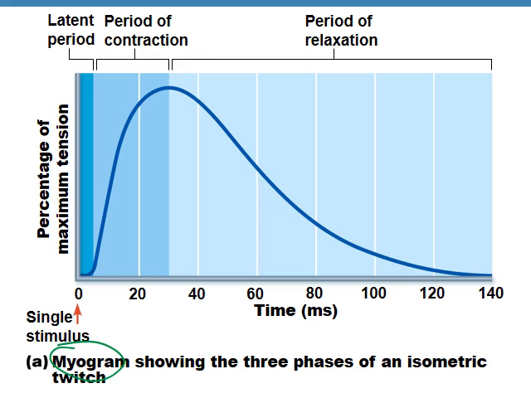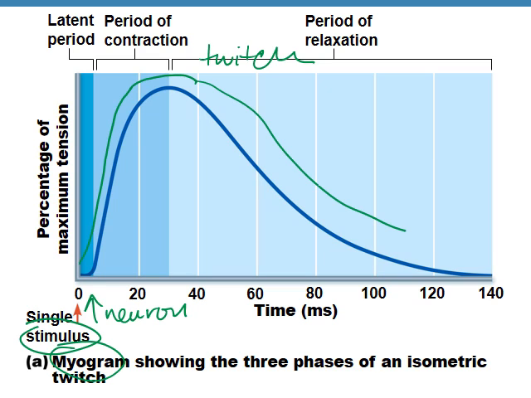Here's a myogram. They're showing you a twitch. So this is what a twitch looks like. Here's a single stimulus. So this is the neuron. We have depolarization, we have an action potential, and we have repolarization. So we've already seen this, right? Here's the period of contraction where you think of action potential. Here's the period of relaxation. We're trying to go back to our -90 resting membrane potential, right?